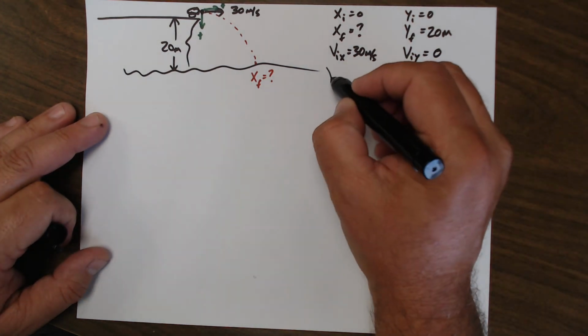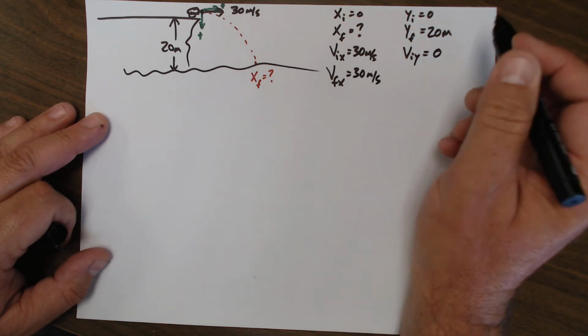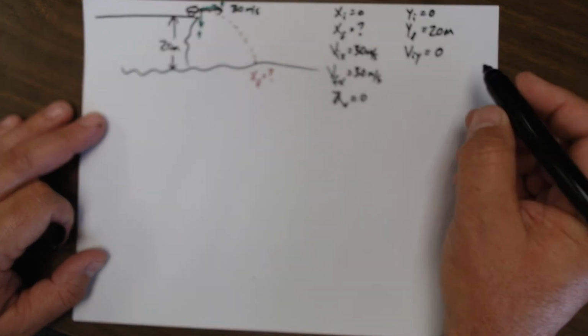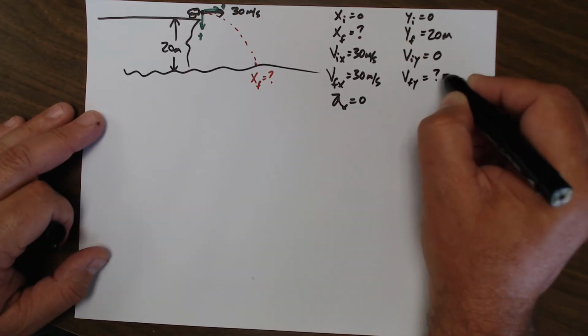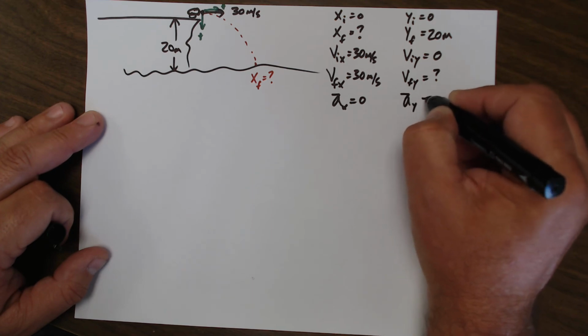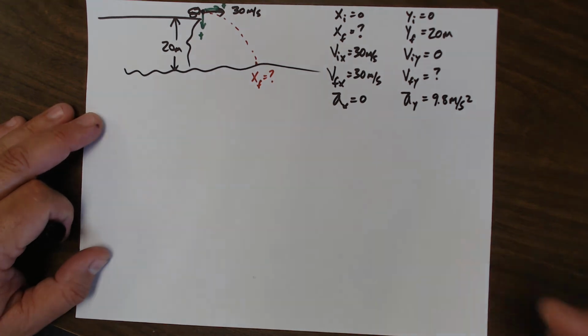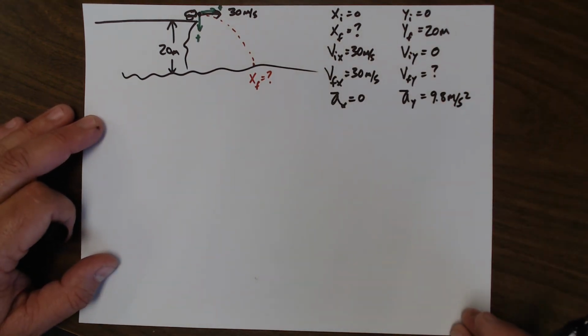Now this one's going to surprise you. Vfx is also 30 meters per second. How do I know? Well, that's because the acceleration in the x direction is 0. Vfy, however, I don't know. Acceleration in the y direction is going to be 9.8 meters per second squared. And now we've got the list of knowns and unknowns in 2 dimensions. We're ready to rock and roll.